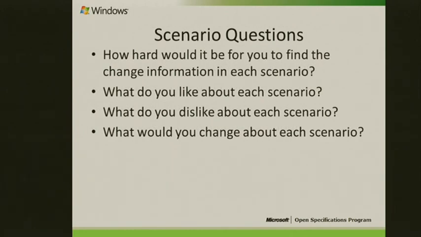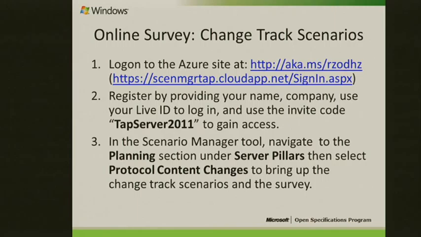As you go through and look at the scenarios and the wireframes, think about whether this scenario is working for you. How hard would it be for you to visually see what the change is? What do you like about each scenario? What don't you like? And what would you change about it? And a quick note, this is a discussion, like I said, so just be open and, like Terry said, critical. Give feedback. The survey and the scenarios are actually online as well.